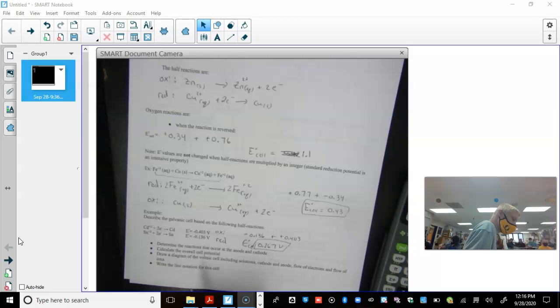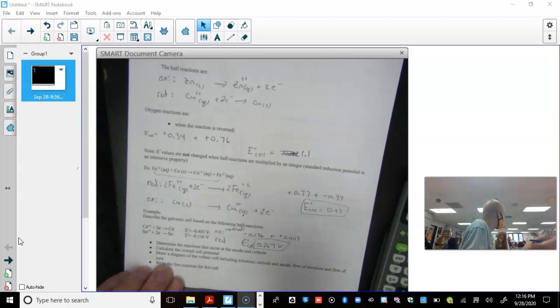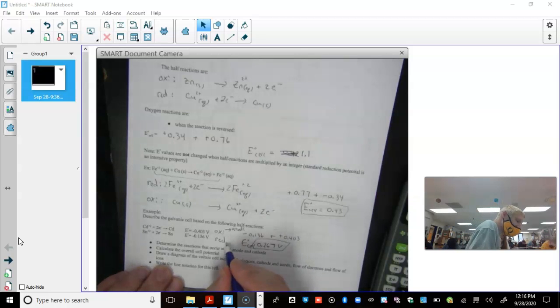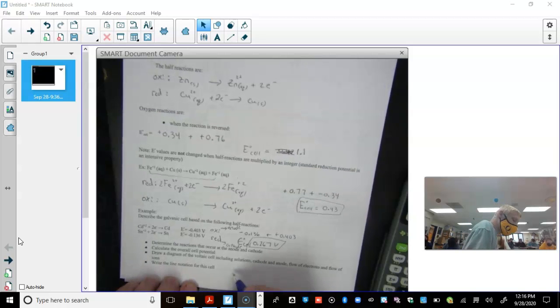Determine the reactions that occur. Which one would occur at the anode? Anode, negative, oxidation, so this would be the anode. And then CPR, cathode, positive reduction. That would be the cathode. Calculate the overall cell potential. We did that, E cell. Draw a diagram of a voltaic cell including solutions. We'll just draw a little mini version of this.